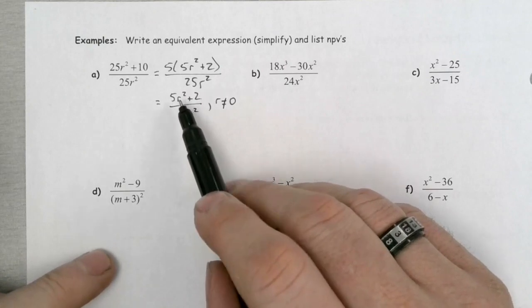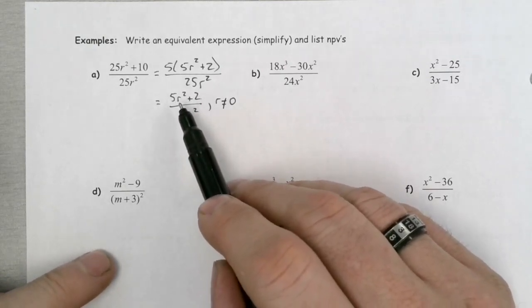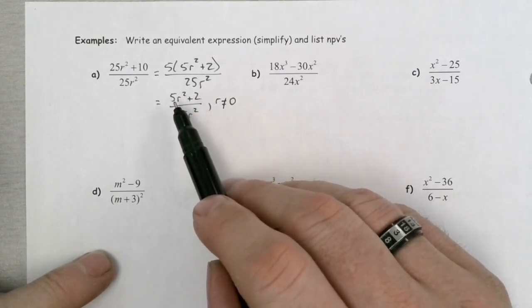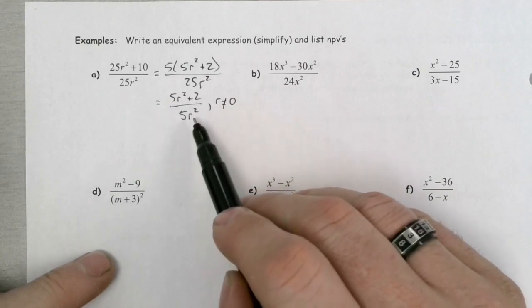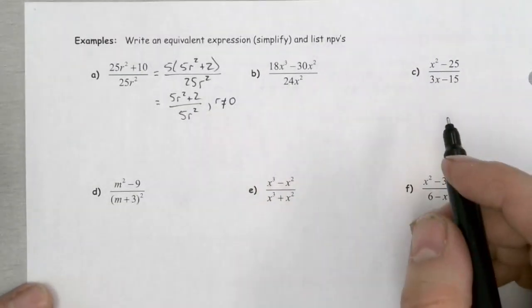If you were to plug a number in for r and evaluate it, let's say you put in 1, for example, 1 squared is 1 times 5 is 5 plus 2 is 7. It's 7 over 5 because the denominator here would become 5, and that doesn't cancel. So that's as good as it's going to get.